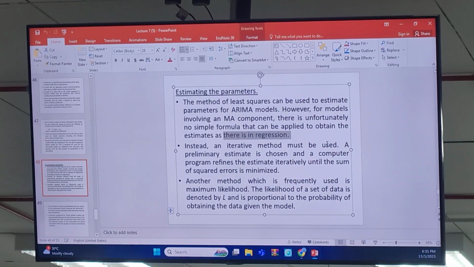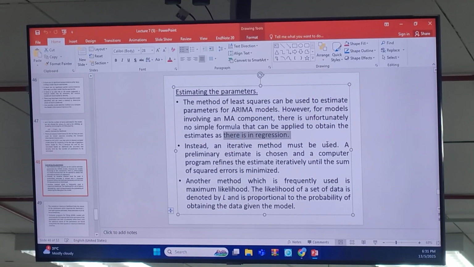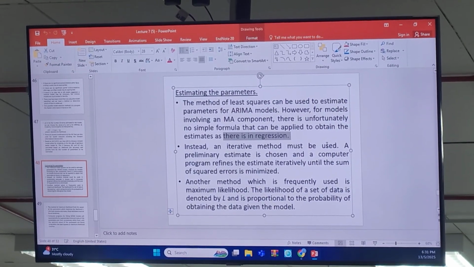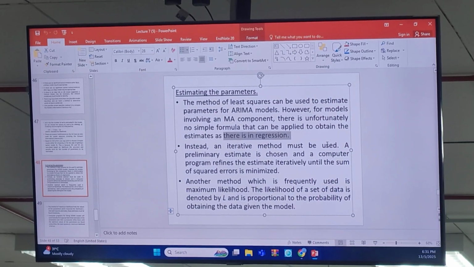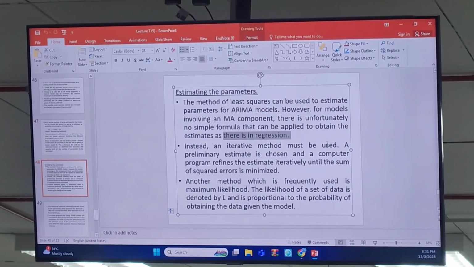Those who learned applied geometry before know the formula: if we regress y against x, we can easily use a formula to get the estimated parameters, the slope, the intercept, and so on. But when it involves the error term, we are no longer able to use that kind of formula. So instead, an iterative method must be used.